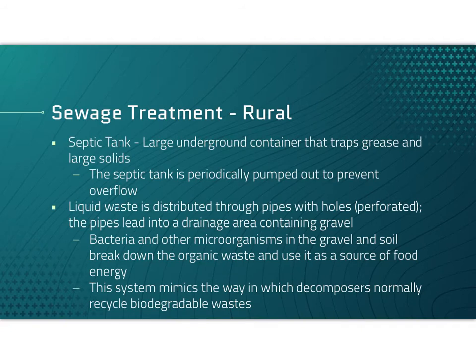Sewage treatment looks different in a rural setting. Typically, we have a septic tank, which is a large underground container that traps grease and large solids that can periodically be pumped out. But it's not just held in a septic tank. Liquid waste is distributed through pipes with perforated holes, leading to a drainage area with gravel. Bacteria and other microorganisms in the gravel and soil break down the organic waste and use it as a source of food energy. This system mimics the way in which decomposers normally recycle biodegradable wastes.